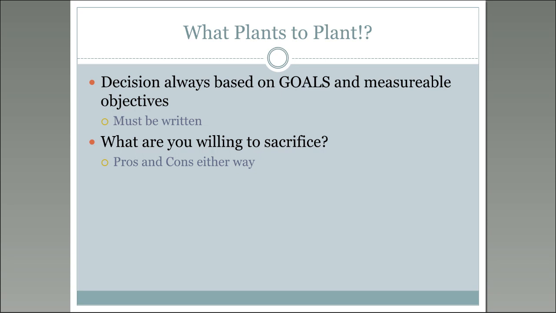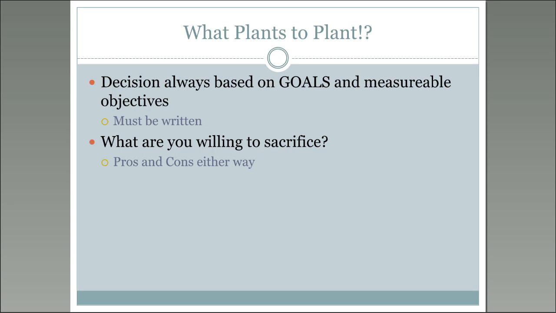Along with those goals, I always stress you have to have measurable objectives. If you do not have measurable objectives, then there's nothing to go back to at the end of the year and really test whether you were successful or not. So say your goal is to make money off of livestock on your property. A measurable objective might be to increase your income from livestock by 10% that year.